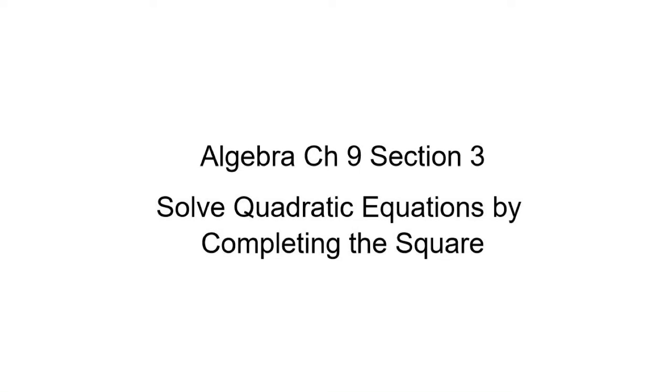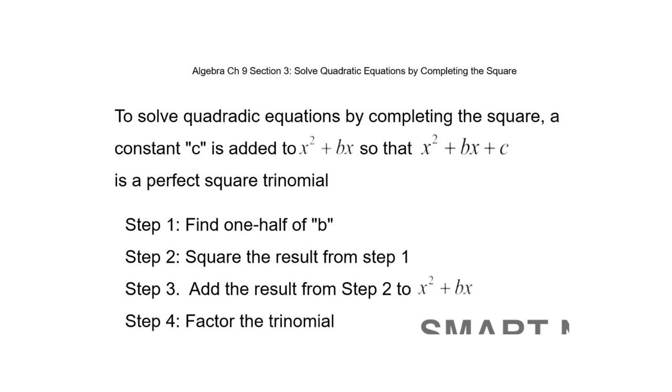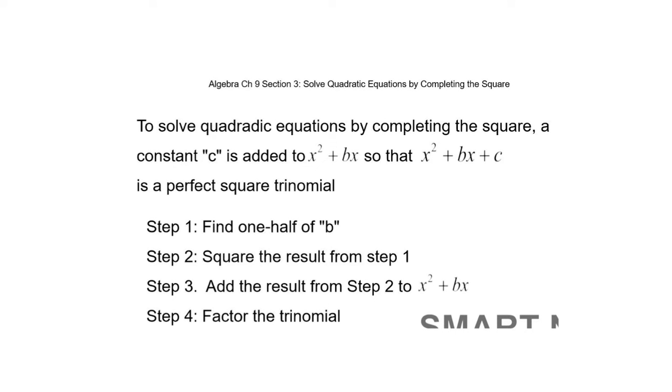Solving quadratic equations by completing the square. Okay, here are your steps. To solve quadratic equations, that's when you have an exponent of 2, by completing the square, a constant c is added to ax squared plus bx so that ax squared plus bx plus c is a perfect square trinomial.